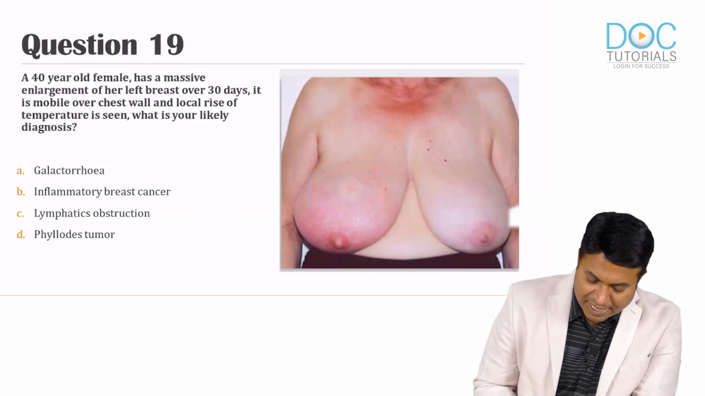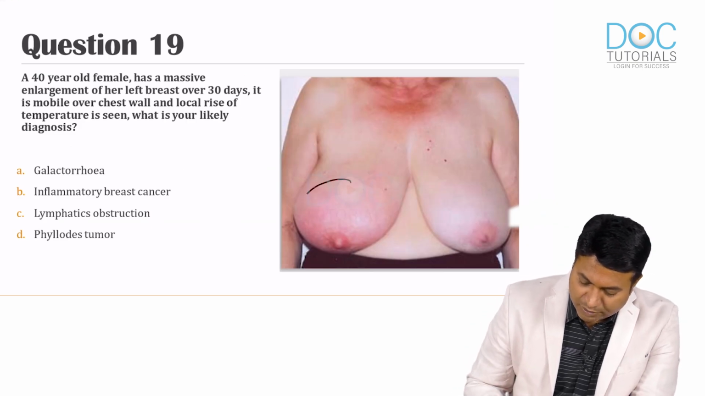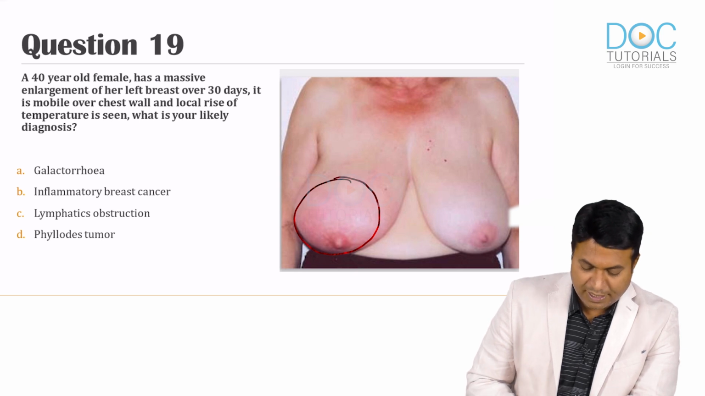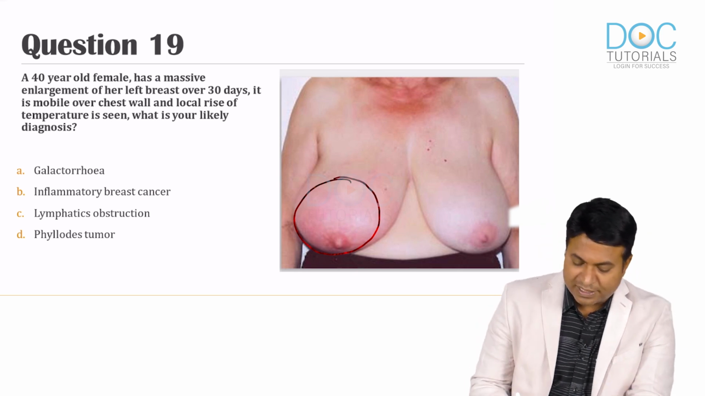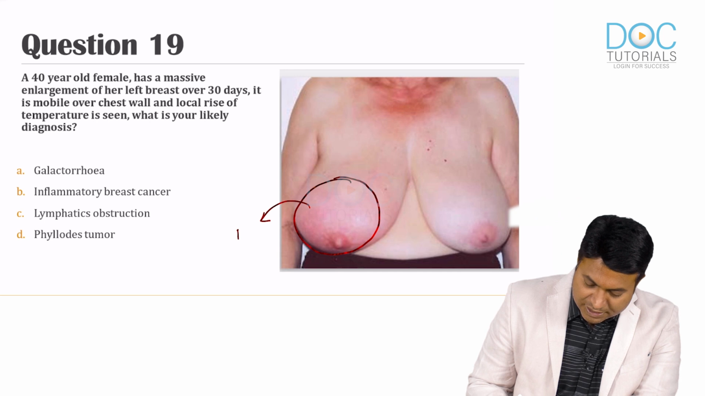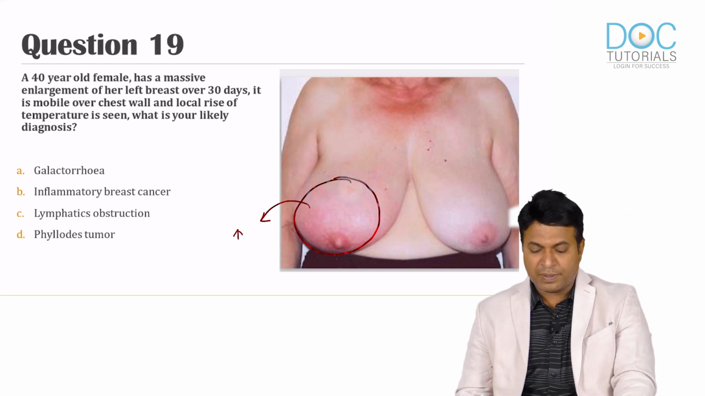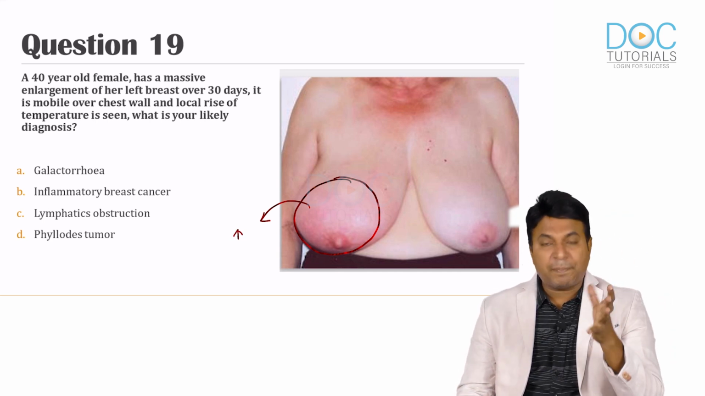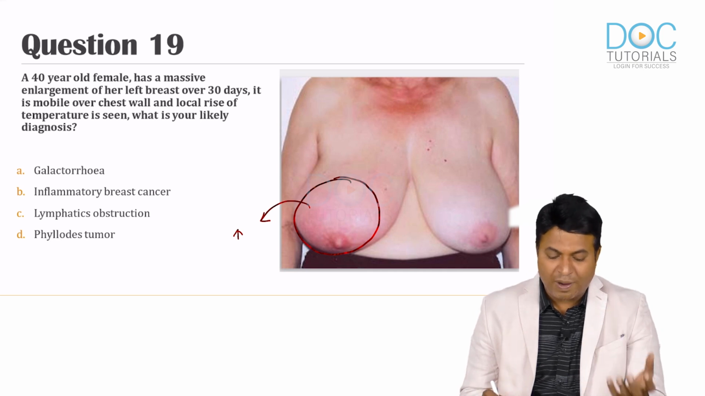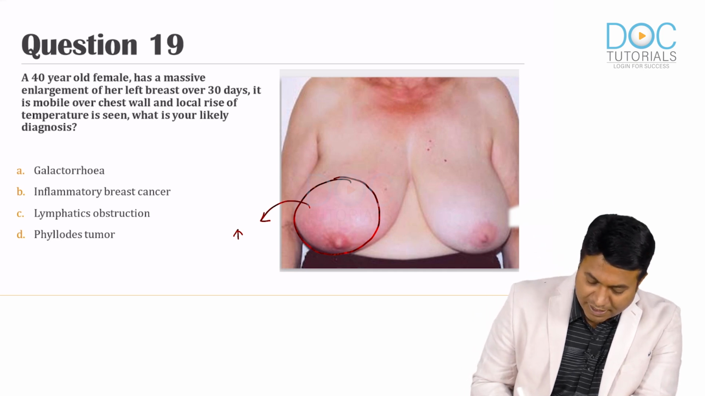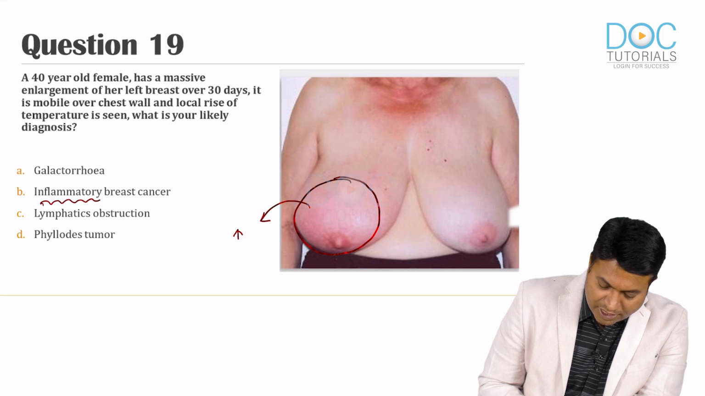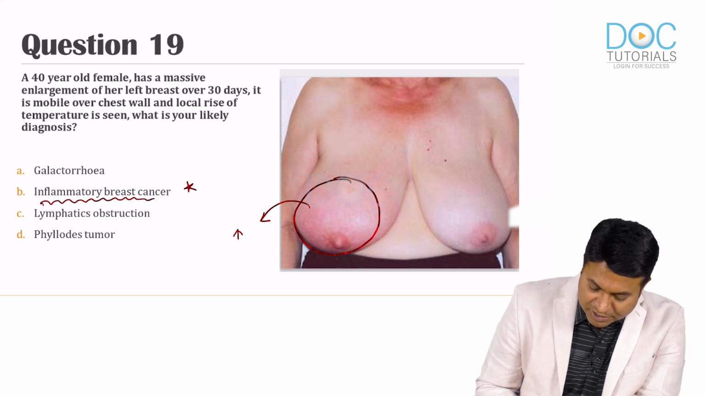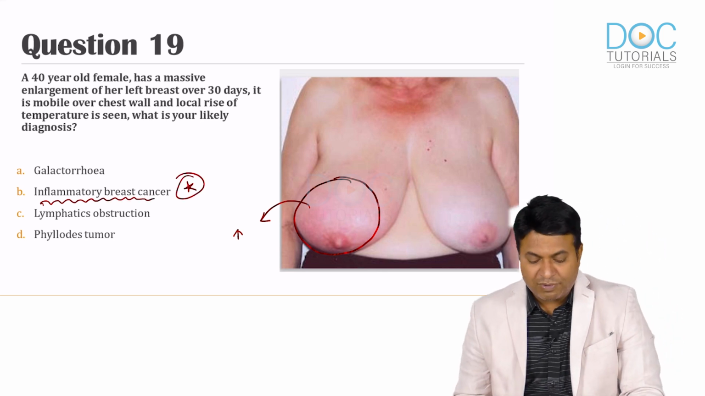A 40-year-old female patient has a massive enlargement of her left breast for 30 days. It is mobile over the chest wall and the local temperature is increased. What is your likely diagnosis? So, patient is having a rapid enlargement in 30 days and there is a local rise of temperature. It is more suggestive of inflammatory breast cancer from the image. It's an image based question. It is more of inflammatory breast cancer.